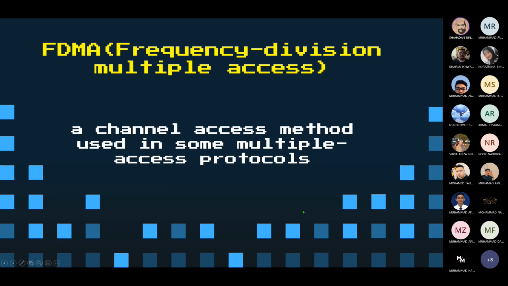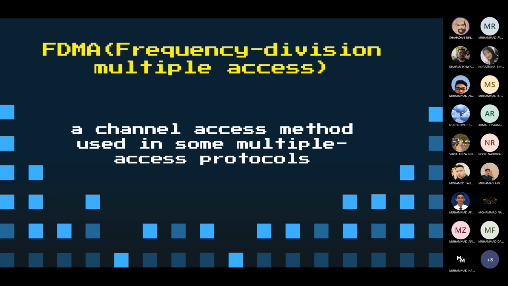Okay, hi, welcome. Today, my group represents contention-based protocol circuit switching, which contains FDMA, TDMA, and CDMA. Okay, what is FDMA? FDMA is frequency division multiple access.